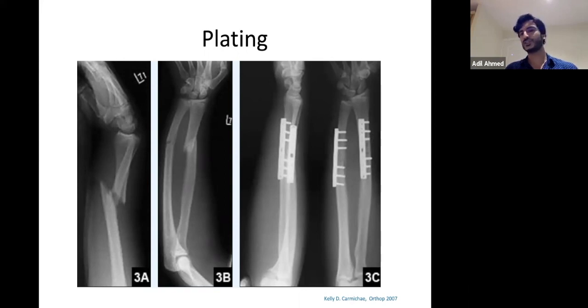Again, it depends on the child. Sometimes you have children who are very small for their age and their growth plates are still open even at 13. And so then we may consider TENS nailing.